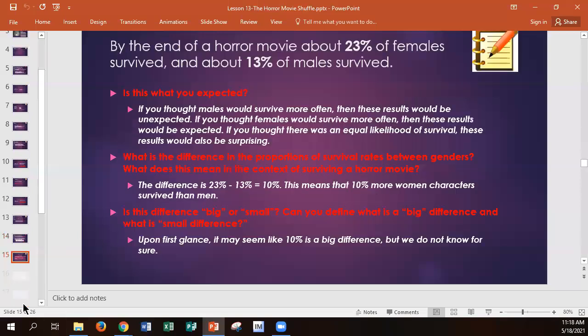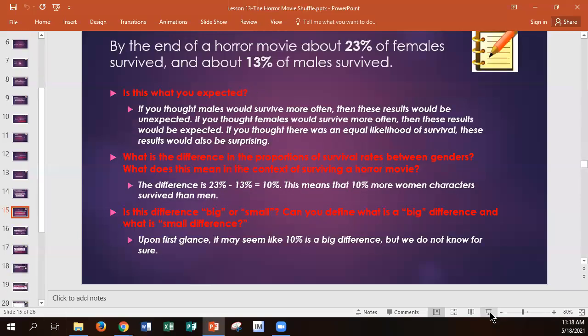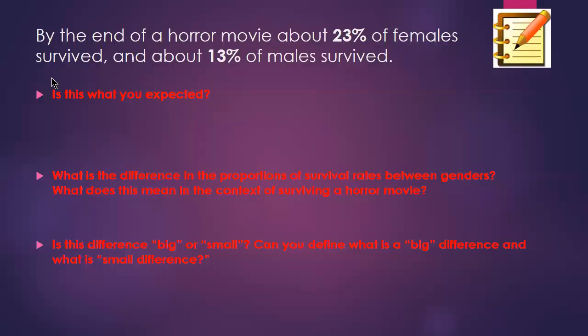And what they found out was this. By the end of a horror movie, about 23% of females survived. And about 13% of males survived.